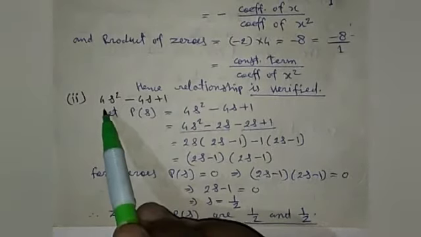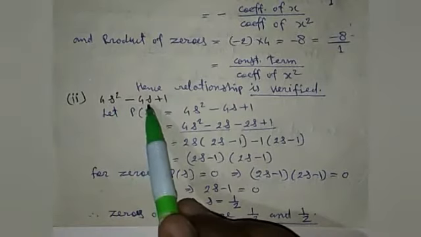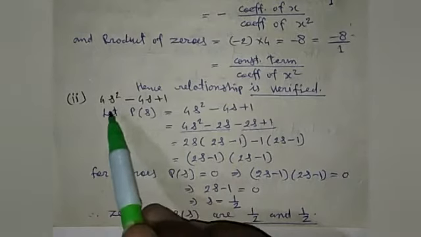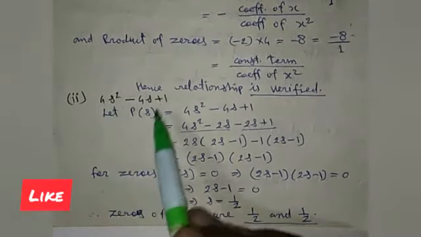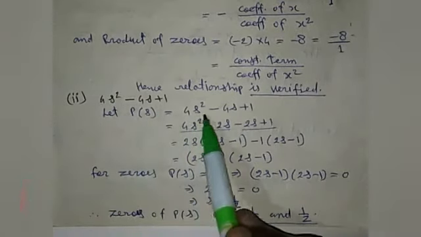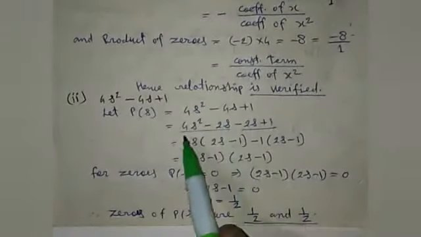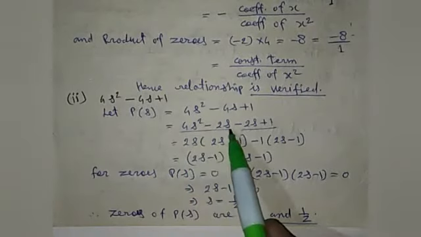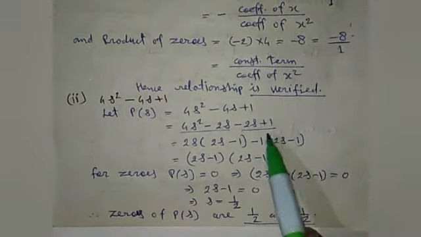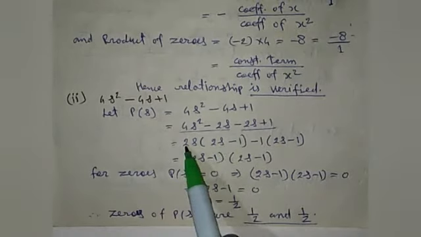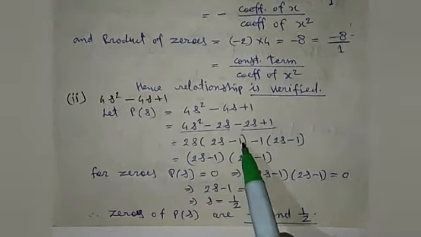In the second part, 4s square minus 4s plus 1. Now let p(s) be the polynomial in terms of s. So let p(s) equal 4s square minus 4s plus 1. Factorizing it by splitting the middle term in 2 parts, you will get 4s square minus 2s minus 2s plus 1. Taking common in the first 2 terms, there is a common 2s. So it will be equal to 2s into (2s minus 1).